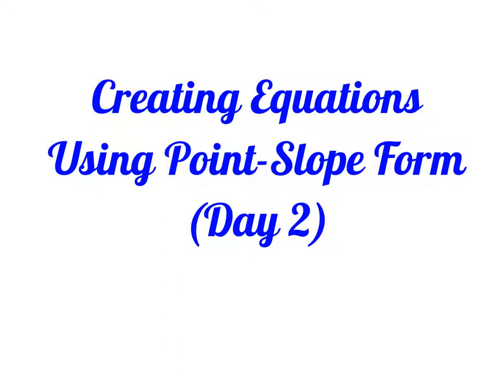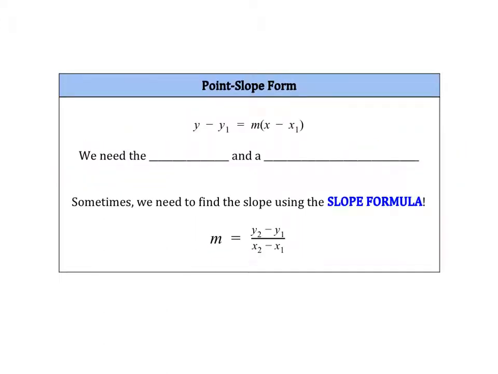Hi everybody, today we are going to continue creating equations using point-slope form. So just to remind you, point-slope form is y minus y1 equals m times x minus x1. And to use this form, we need two things. We need the slope, which is represented by the variable m, and we need any point on the graph, x1, y1, which is right here and right here.